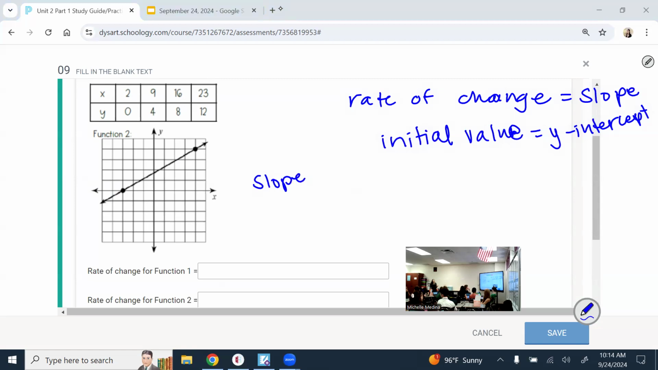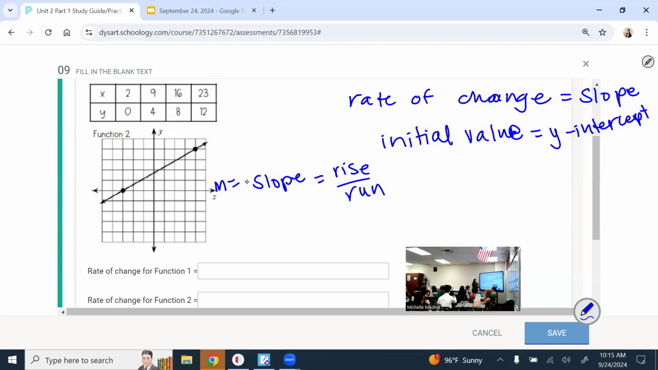So y equals mx plus b is not the same as slope. Y equals mx plus b is slope-intercept form, but slope is just the m. How do I find slope from a graph? Rise over run. Again, we're talking about just the m, not the whole y equals mx plus b. So slope is rise over run.